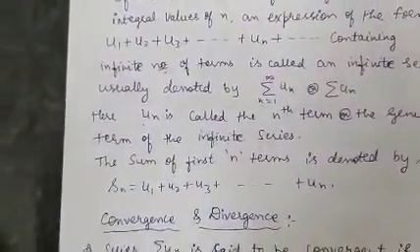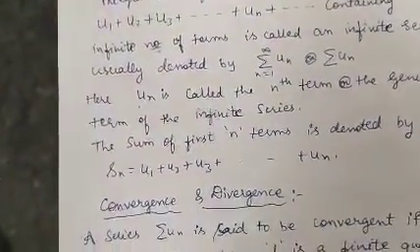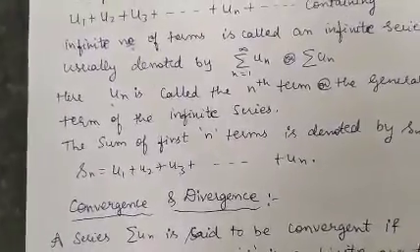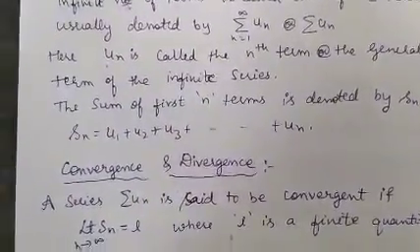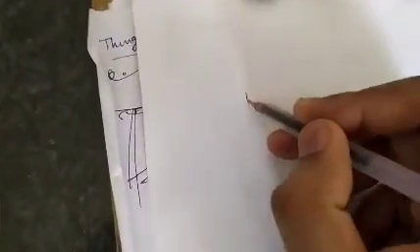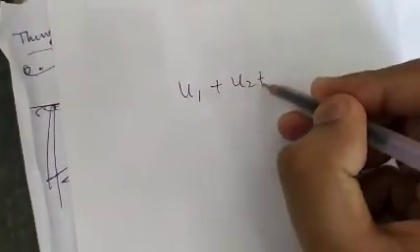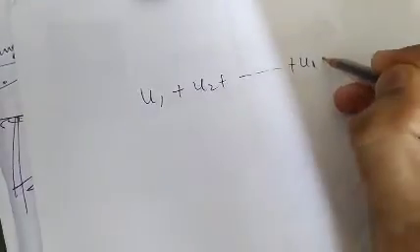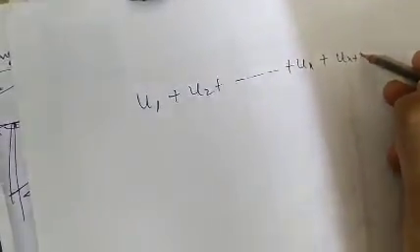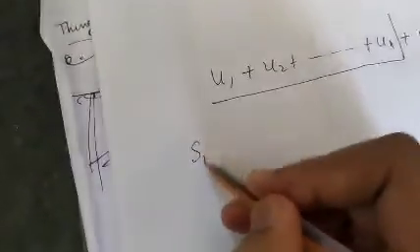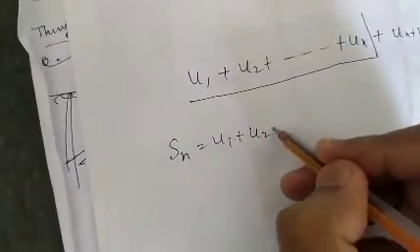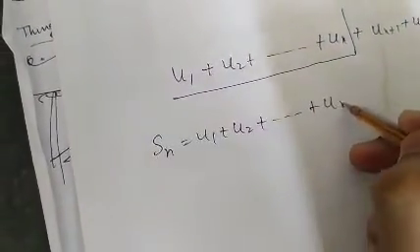Since this is an infinite series and I am taking the first n terms, the sum of the first n terms is denoted by Sn, where Sn is nothing but u1 plus u2 plus u3 dot dot dot plus un. So what do you mean by Sn? The infinite series is u1 plus u2 dot dot dot plus un, and it still goes on. What is the next term? It is un plus 1, and the next term is un plus 2. It will go on like this. So Sn means the sum of the first n terms, u1 plus u2 plus dot dot dot plus un.